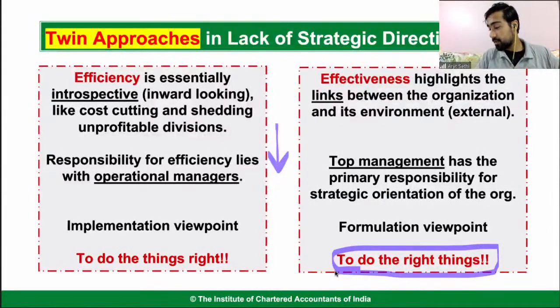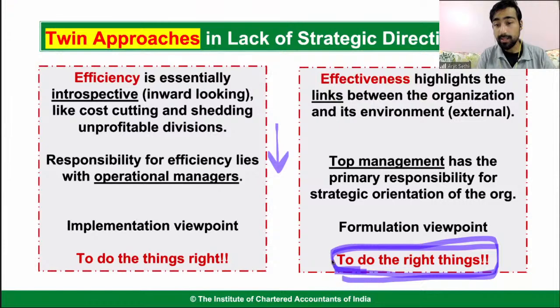Okay, the question is from the syllabus. Your business is making losses. Now you have to identify what is the right thing to do. What is the right thing to do? How do you identify what is the right thing to do?